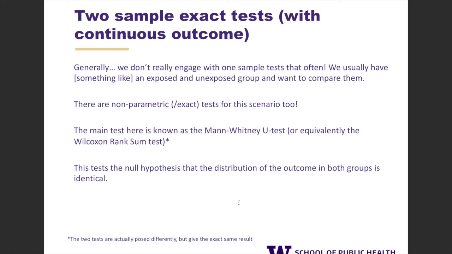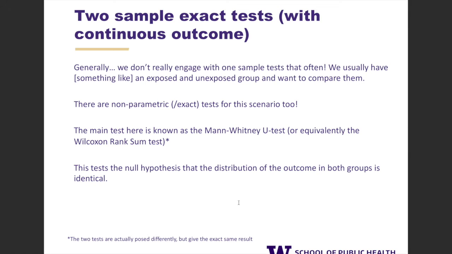Here, we're actually going to engage with something slightly different. Our null hypothesis is not just that the means are the same in the 2 groups. Our new null hypothesis for this non-parametric or exact test is that the distribution of the outcome in both groups is identical. This is a little bit stronger than just saying that the means in the 2 groups are the same. So again, under the null hypothesis, the distribution of outcome in the two groups is identical.